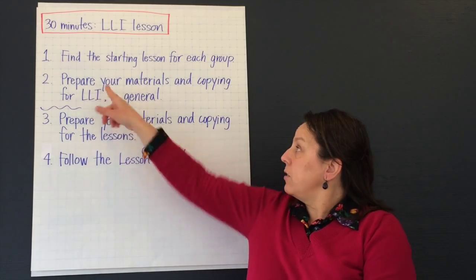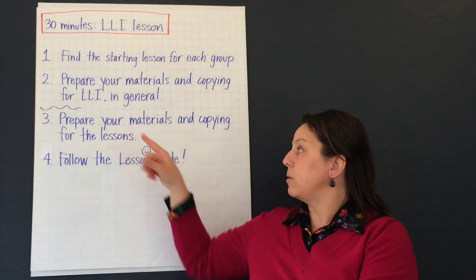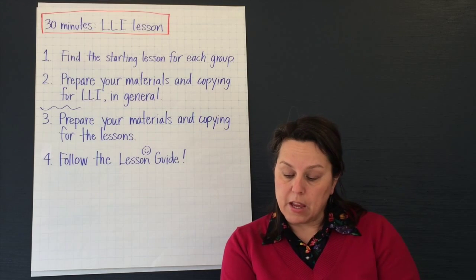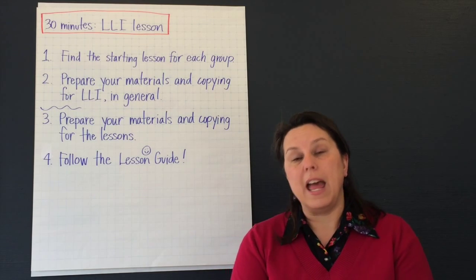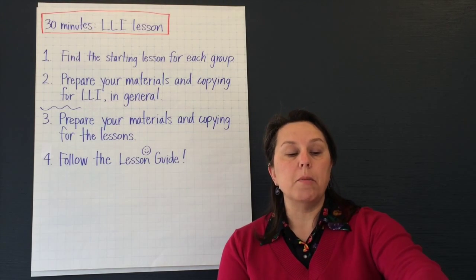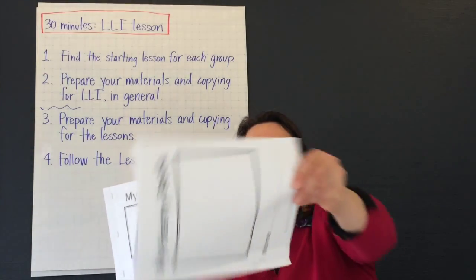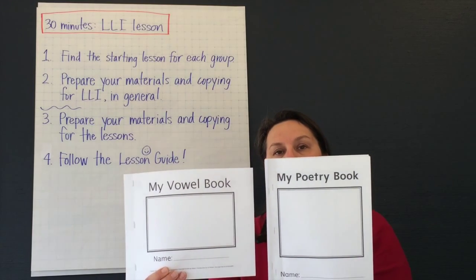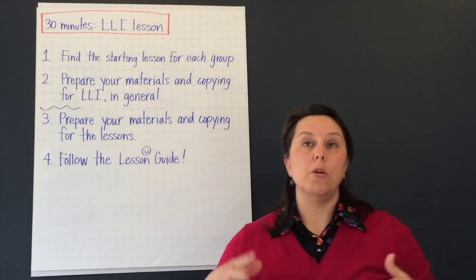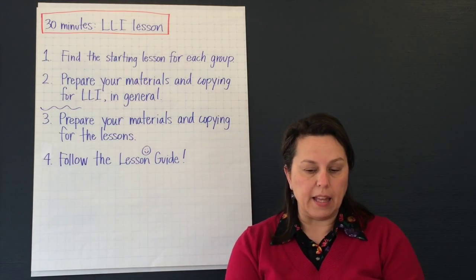Next is preparing your materials and copying that you'll need for LLI in general. I'll talk about specific lessons in a moment. We prepared a structure for you, a handout, that gives you all of the information you need called LLI Materials Support. But there are a few things that I really want to highlight. Some of those are the vowel book and the poetry book. These are 2 things that you'll want to copy for every one of your students. You'll want this ready to go throughout the course of the intervention, no matter which group they're in, and that's advanced planning in general for all of the LLI groups.